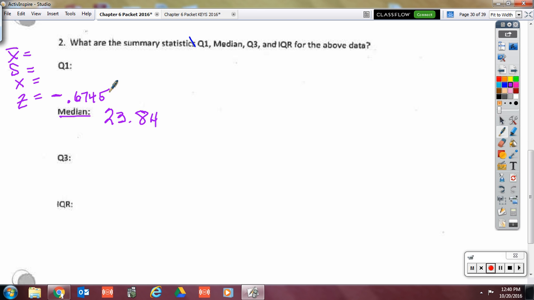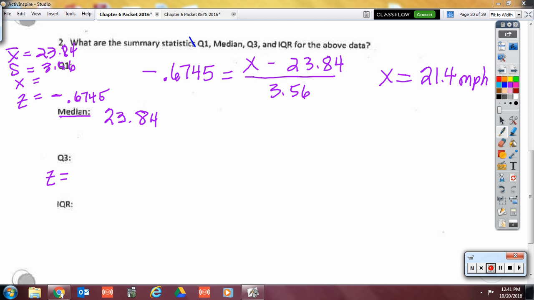So I have my z-score, I have my mean, I have my standard deviation. Find the speed at that spot. Okay, I got 21.4 miles per hour.